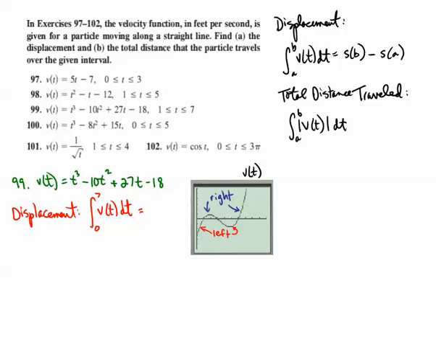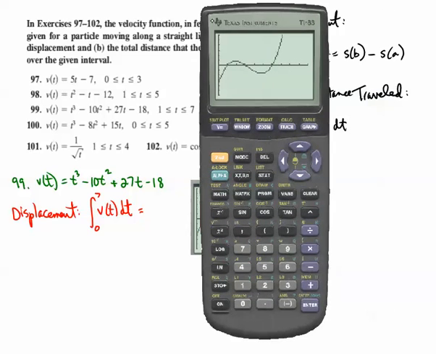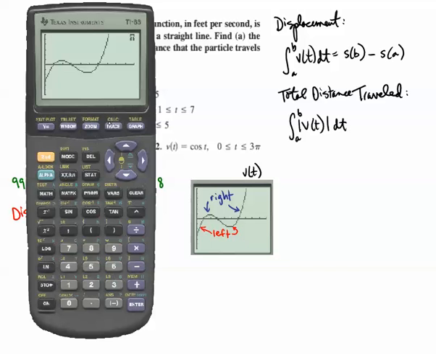Alright, and so I'm going to bring in the calculator again, and I'm simply going to take the integral, option 7, from 0 to 7, and you're going to see some below, some above, some below, and some above. That means we have a total net change in position of negative 7.583.